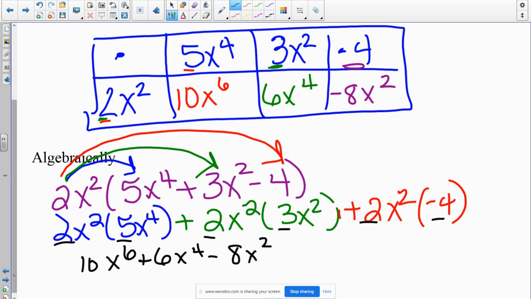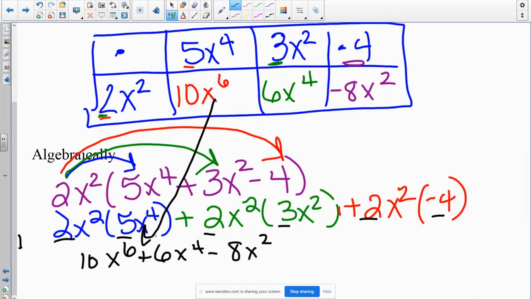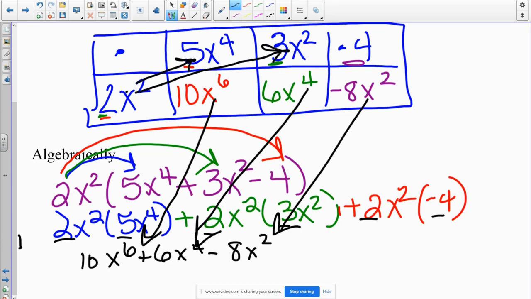So again, notice that you get the same answer at the top to the bottom. You can visually see that. Here's that first term, here's that second term, here's that third term. And then also notice that it's kind of this distributing, you can see it in your area model. So you take 2x times the first term, you take 2x times the second term, you take 2x times that third term. So that distributive is also seen in the area model.